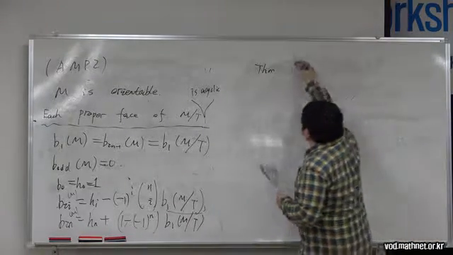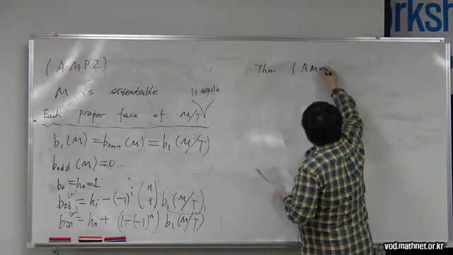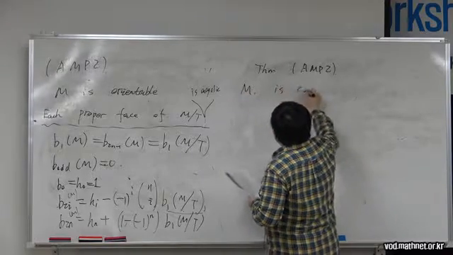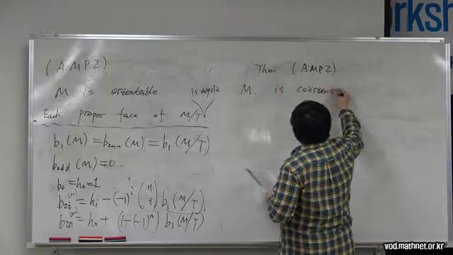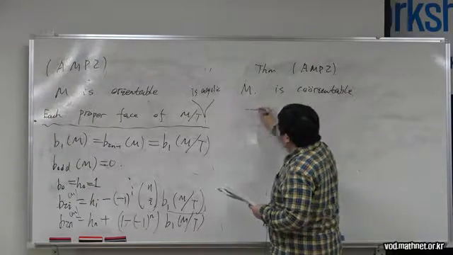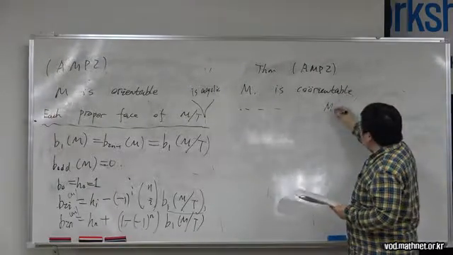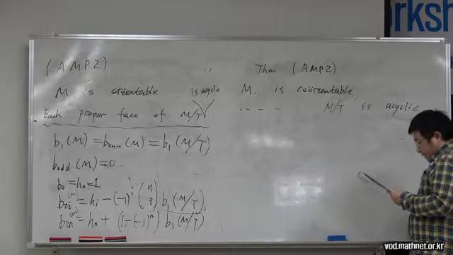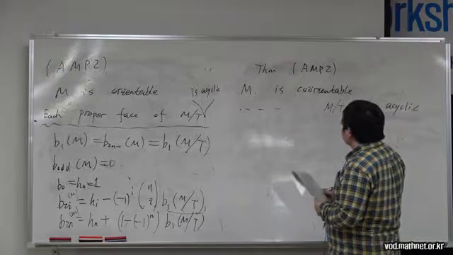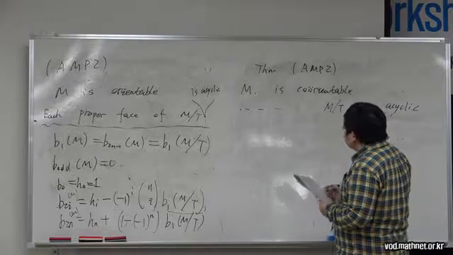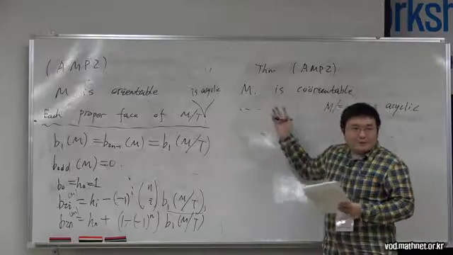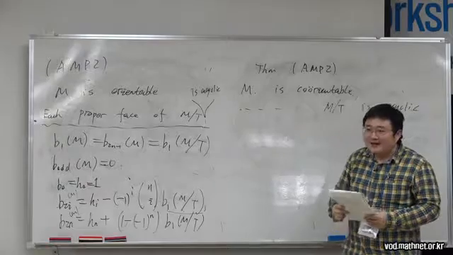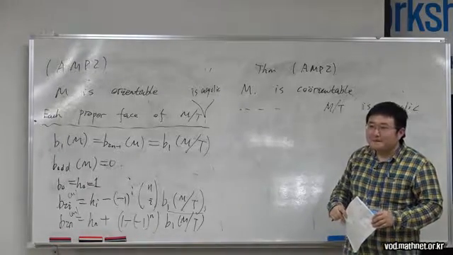Now, if M is co-orientable, and also each proper face of M over T is acyclic, then M is co-orientable means each component of Z has a co-orientation. So M is not necessarily orientable, but it is locally.